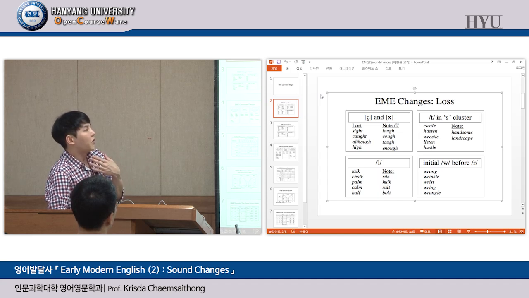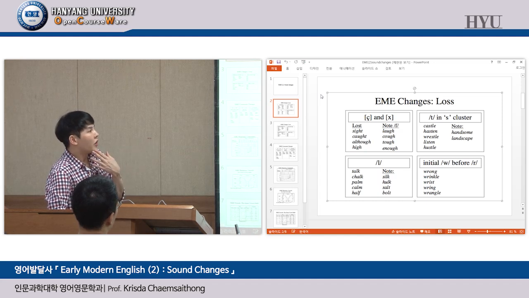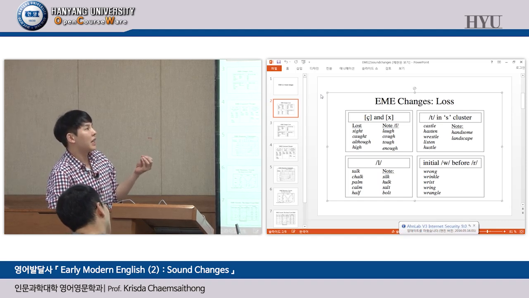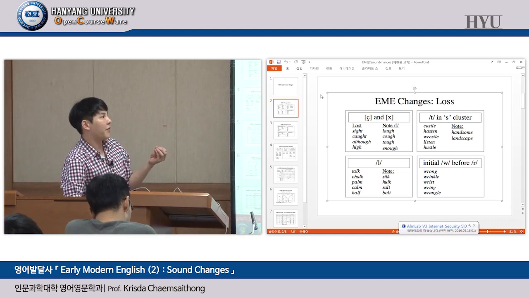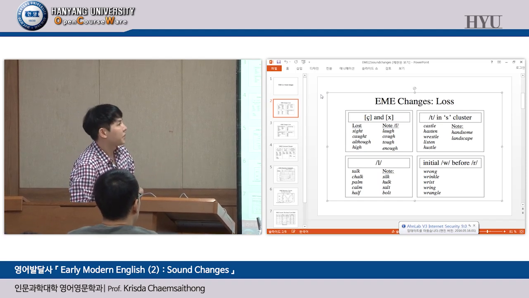So in front of the T, at the end, they are lost, right? Either the C with the tail or the X are lost. And at the end also, like although and high, they are also lost, okay? However, in some words, the C with the tail and the X became F, as in laugh, cough, tough, and enough, right?